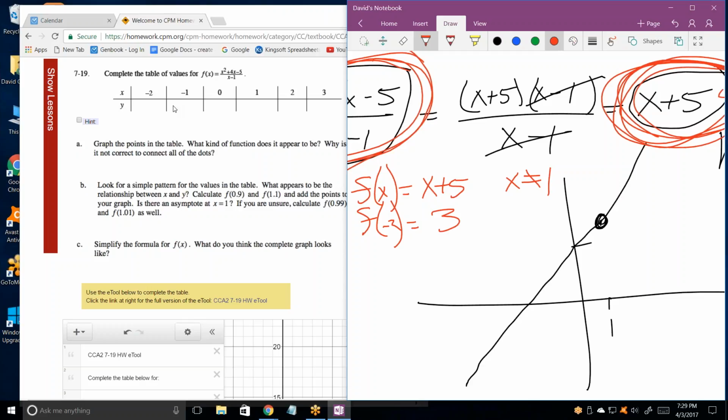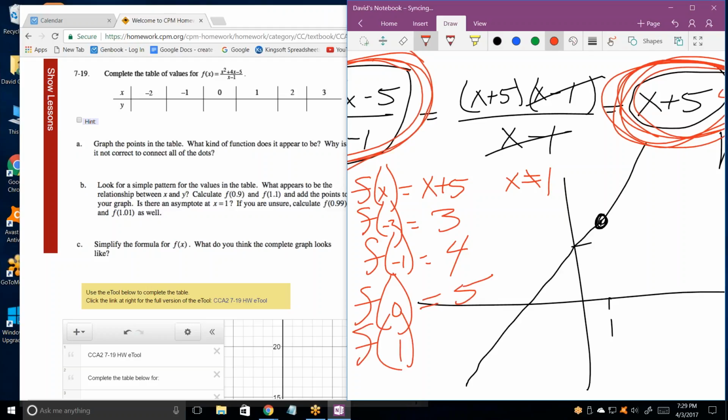Okay, what's f of minus 1? 4. What's f of 0? 5. F of 1? 6. No, f can never be 1. So it does not exist. You see why?